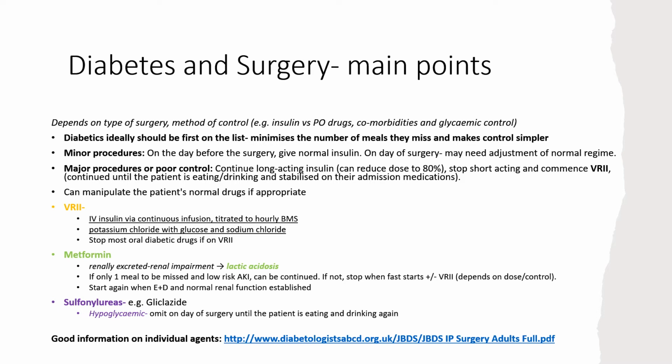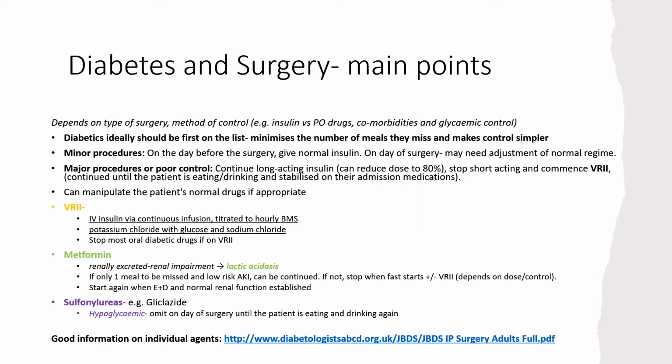If it's a minor operation where they're just going to have some local anesthetic, in most cases you can give them the insulin before or the day before the surgery, but on the day in the morning you can omit their insulin, have the operation, and then continue as usual. If it's a much larger procedure or they're quite difficult to control their sugars, you want to consider switching to a VRI, which is a variable rate insulin infusion, and it just gives you a tighter control.